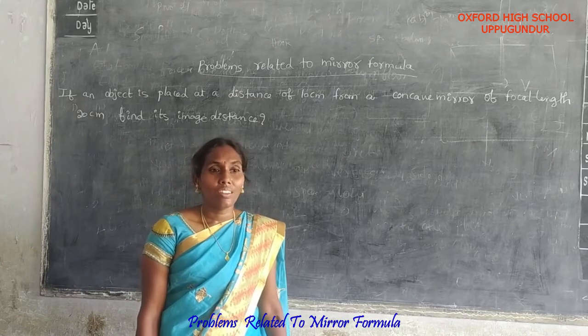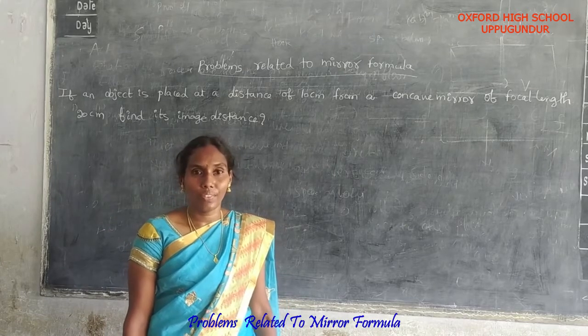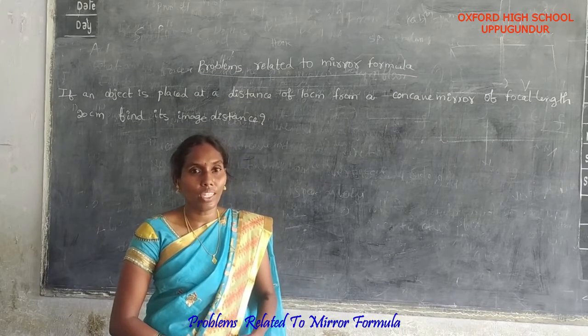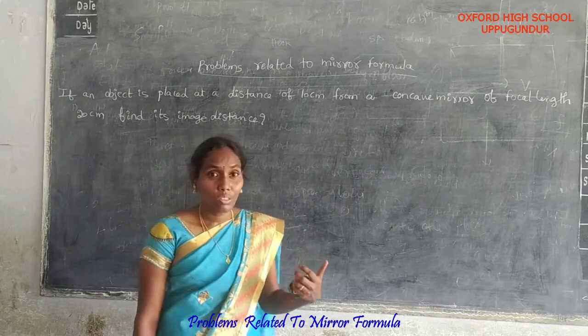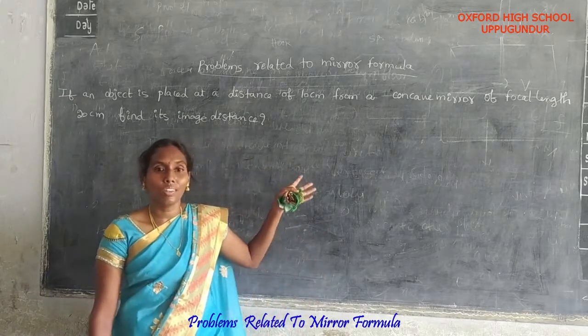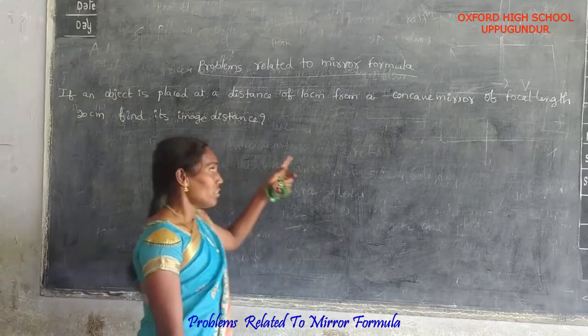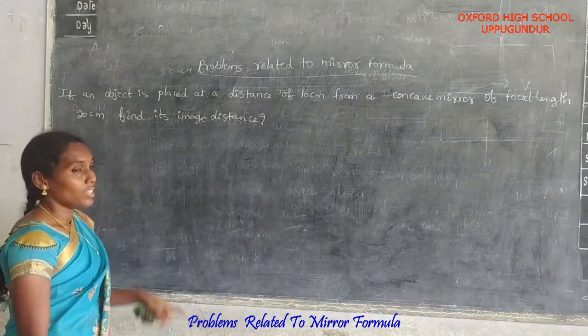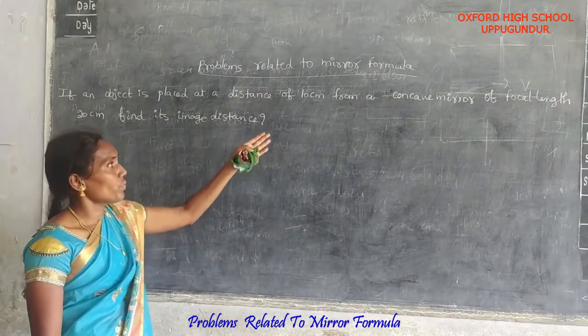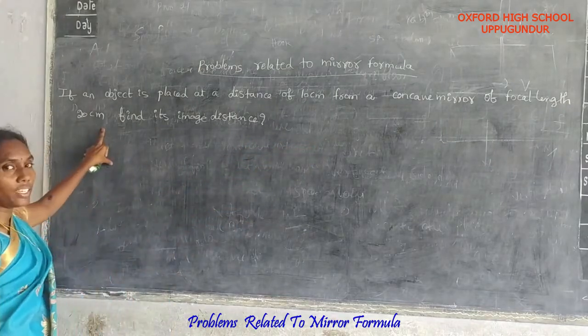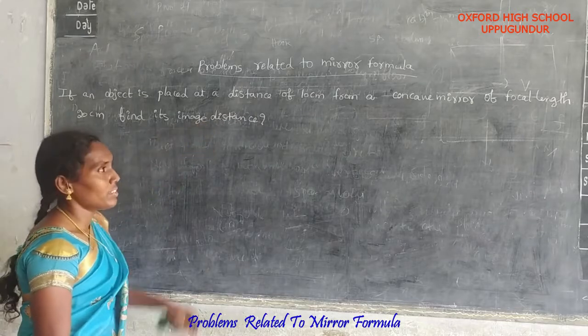In the previous class we discussed the laws of reflection of light: the first law and the second law of reflection of light. In this session we will discuss problems related to the mirror formula. This is the last topic in this session. If an object is placed at a distance of 10 cm from a concave mirror of focal length 20 cm, find its image distance.